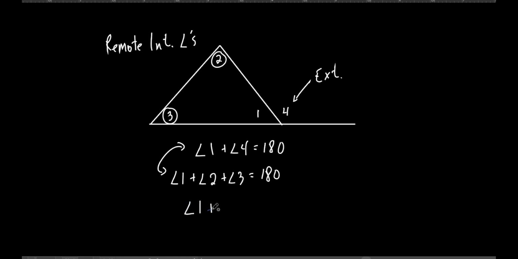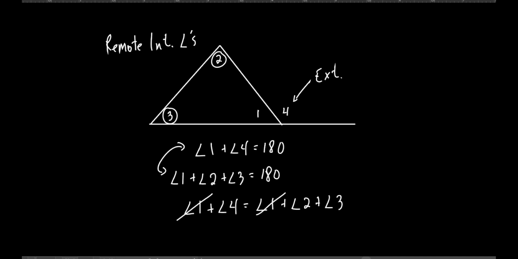So let's do that. Angle 1 plus angle 4 equals what? Angle 1 plus angle 2 plus angle 3. Everybody got it? So watch this. This is the big reveal. Everybody ready? Drum roll, please. Look, I've got angle 1 on one side, angle 1 on the other side. So what can I do? I could subtract them both. They cancel each other out.